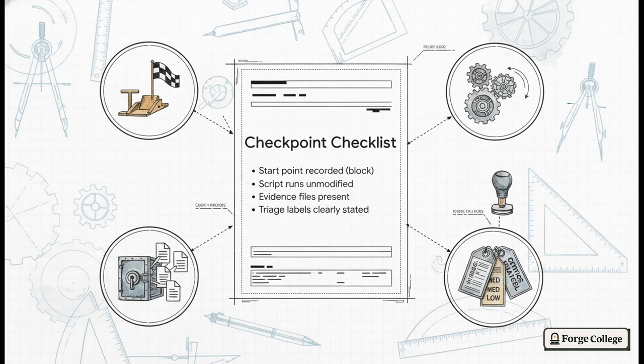Are your deterministic start points, like block numbers, actually recorded? Do your reproduction scripts run entirely unmodified? Is all the forensic data, receipts, traces, calldata, actually present in the folder? Check it twice, guys, like a highly paranoid Santa Claus.